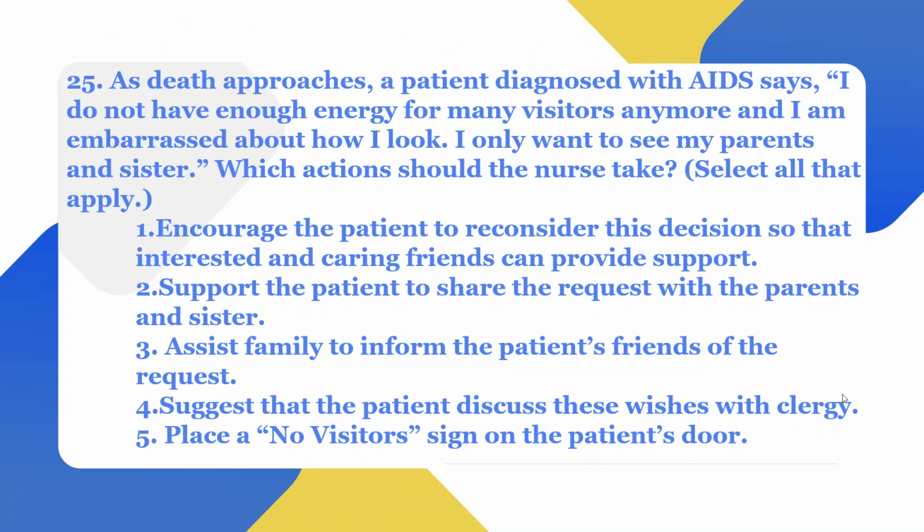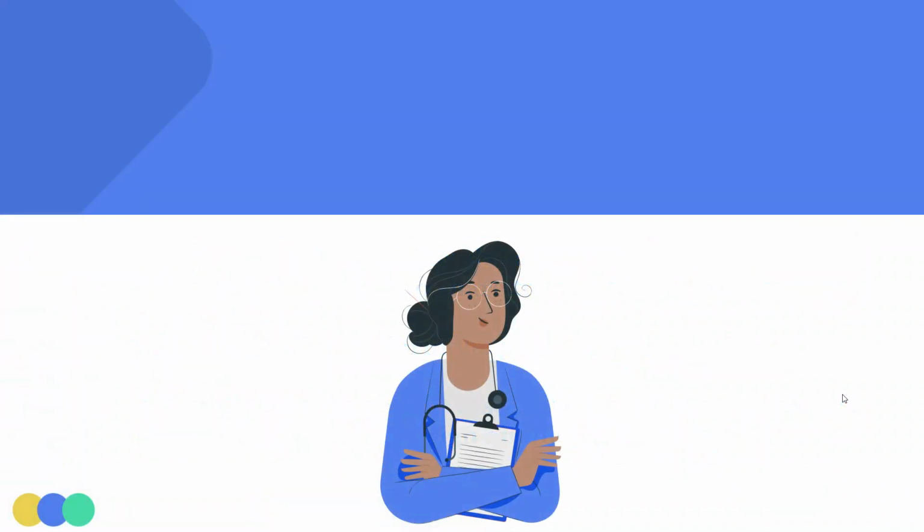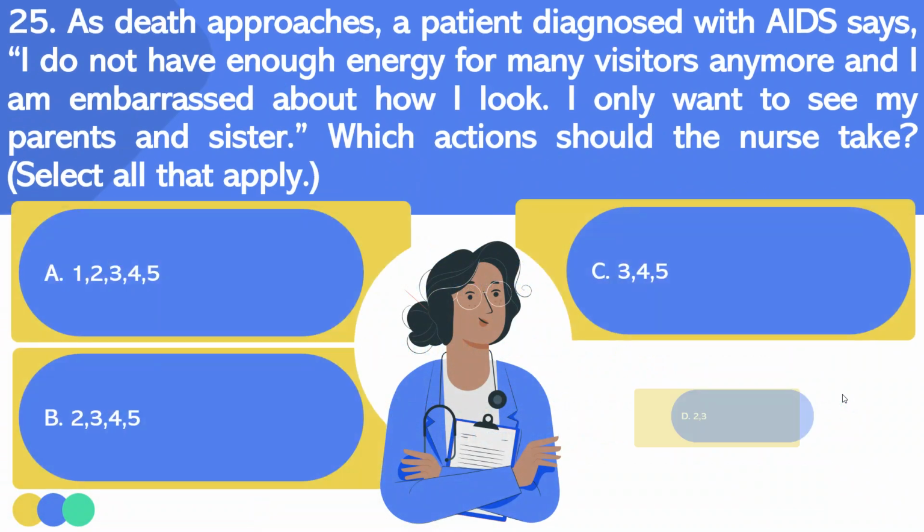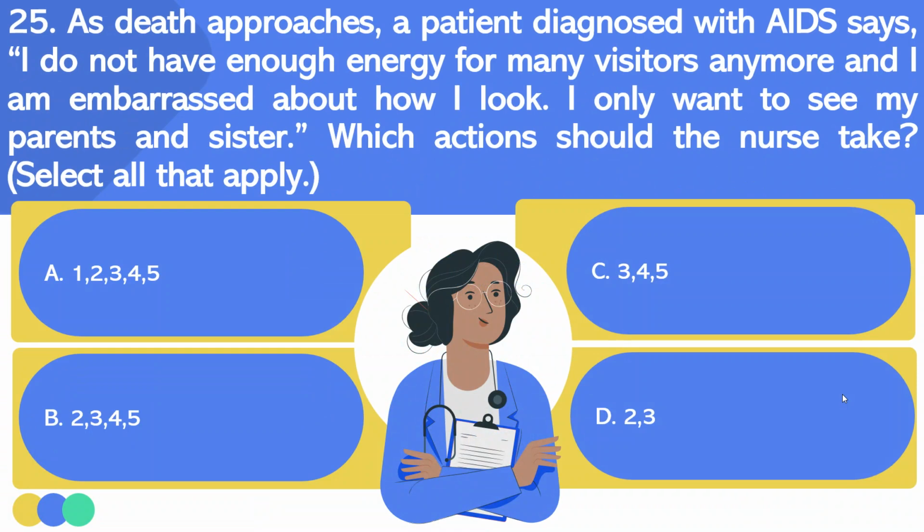Number one is wrong. That's actually you are forcing the patient himself. Number two, support the patient to share the request of the patient's sister. That's correct. Number two, correct. Number three, assist family to inform the patient's friends of the request. That's also correct. Number four, suggest that the patient discuss his wishes with clergy. That's wrong because that's actually withdrawal. Then place a no visitor sign on the patient's room. There's a need for us to have the visitor, but only the parents and the sister. Answer for number 25 is number 2 and 3 only. That's 2 and 3. So that is letter D. So number 25, the best answer is letter D.